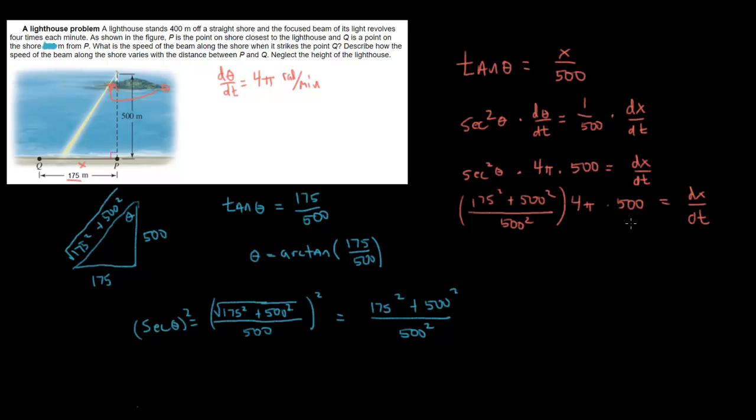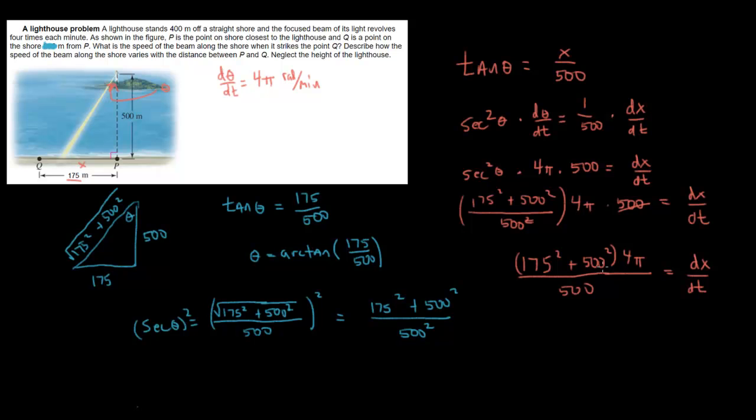A little bit of simplifying here. We could cancel out 500 with one of those, since there's two factors on the bottom, one on the top. So we could say an exact answer is 175 squared plus 500 squared over 500 times 4 pi equals dx dt. All right, so I guess we can see what that answer is approximately.